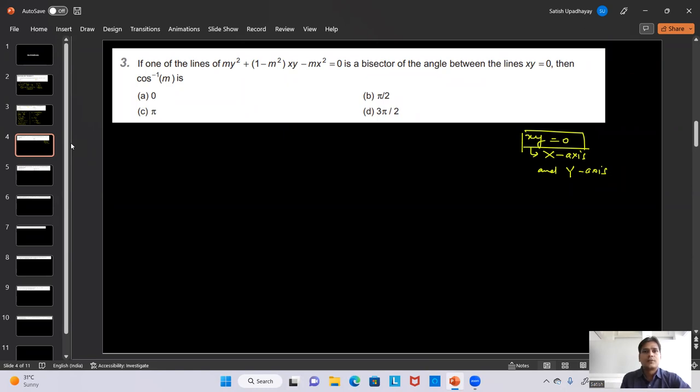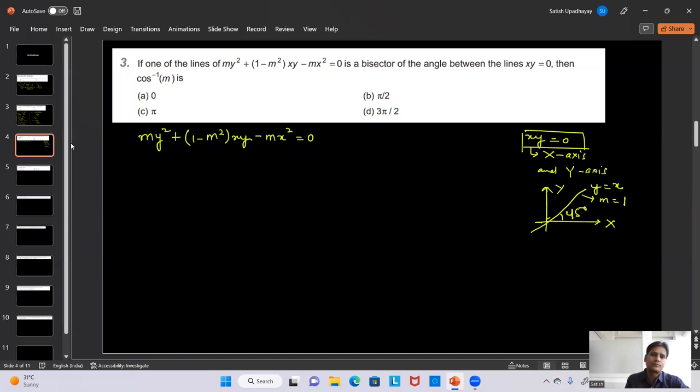This equation is given, a second degree equation: my square plus 1 minus m square xy minus mx square is equal to 0. So one of the bisectors of this pair of straight lines is a bisector of the angle between the lines xy equal to 0. Basically, y equal to x will be a bisector. This is our x axis, this is our y axis. So this will be one of the bisectors for the coordinate axes. The equation of this line we can give as y equal to x, having a slope of 1. This angle will be 45 degrees, and the slope will be 1. So we will use this information in this question.